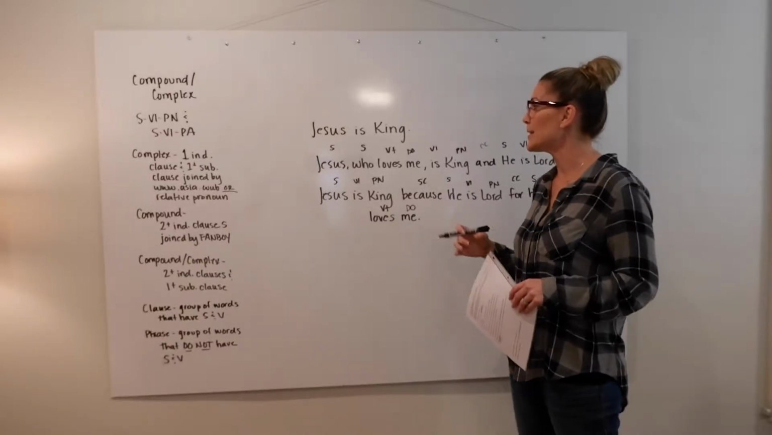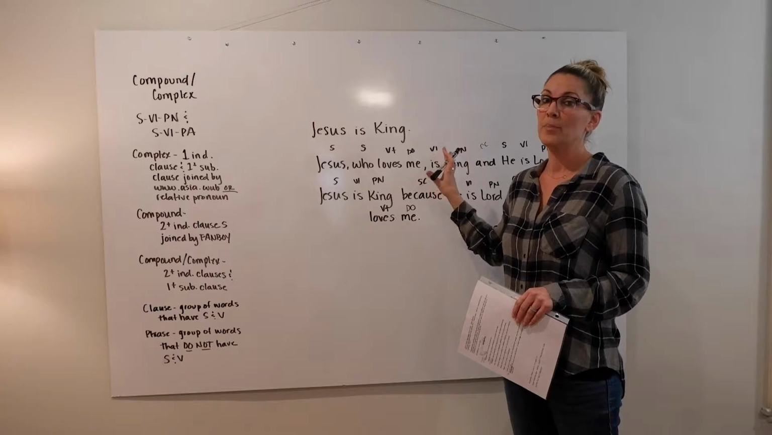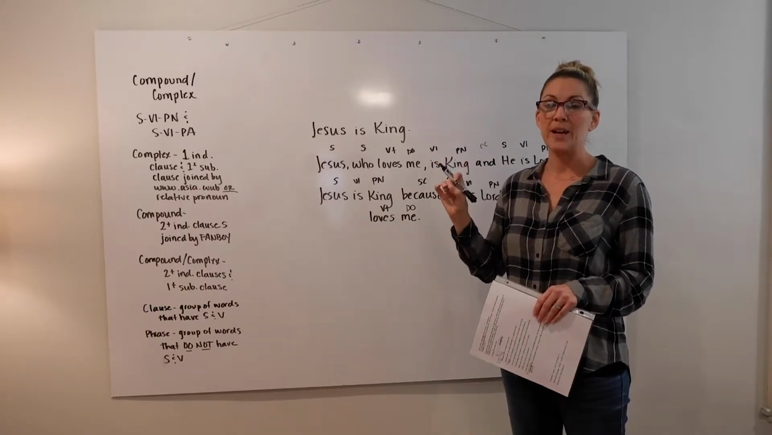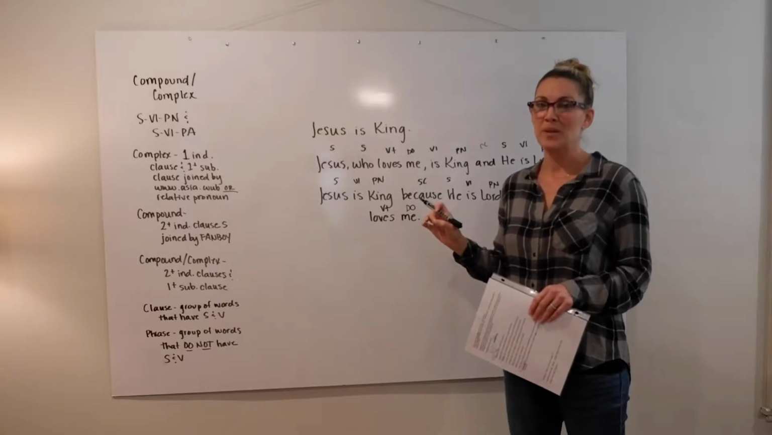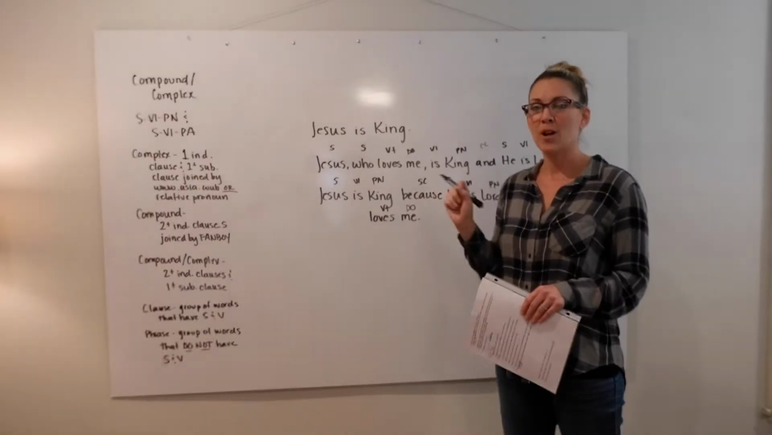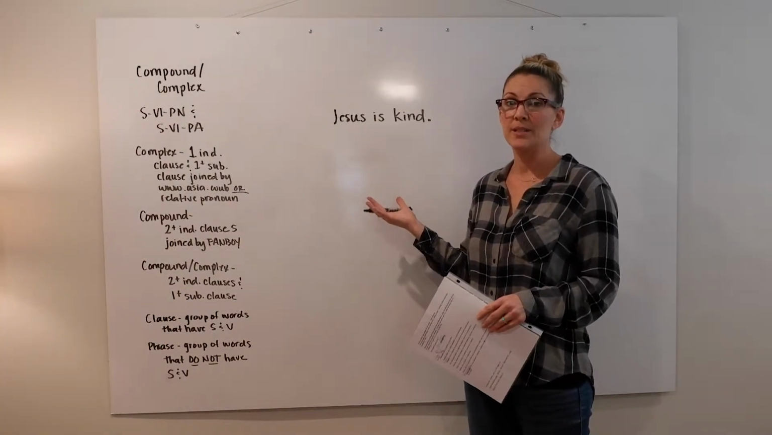Okay, so let's try the same thing now with the subject verb linking predicate adjective pattern. So what I want you to do right now is press pause again, come up with your own subject verb linking predicate adjective pattern, and we'll come back and we'll look more at that. Okay, so hopefully you came up with something like Jesus is kind.